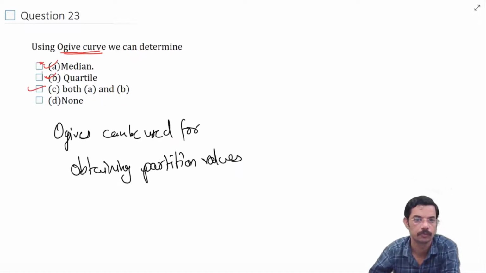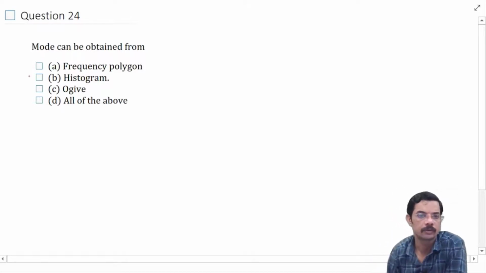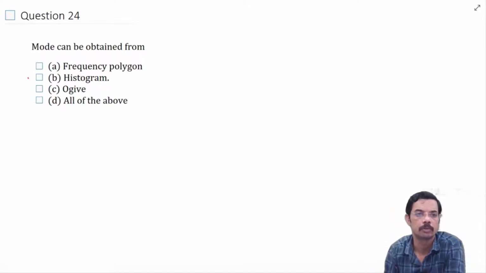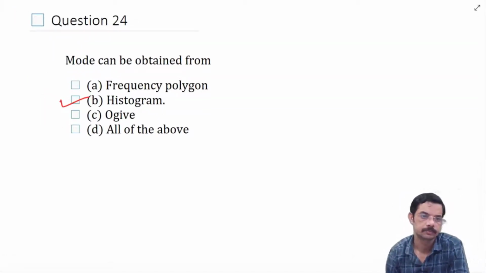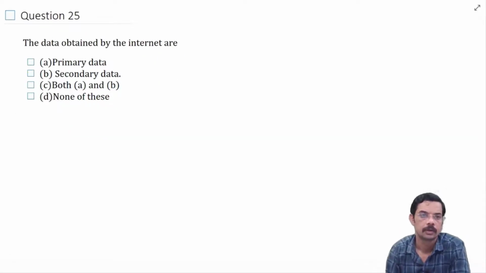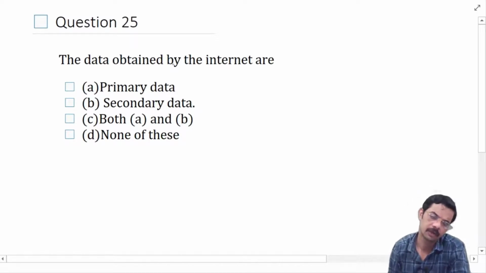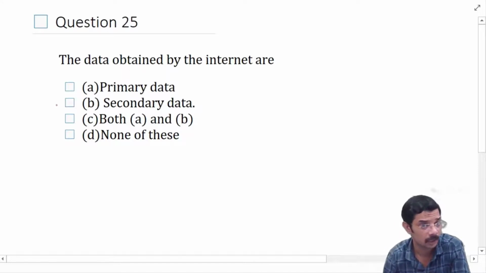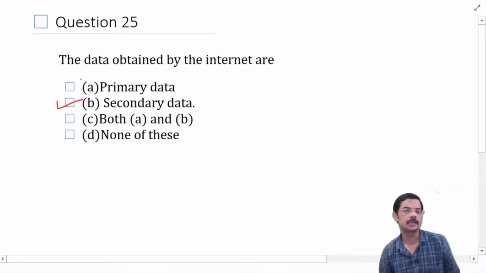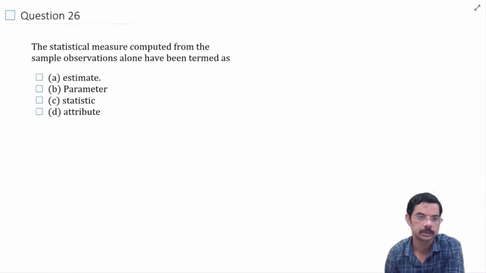Question number 24. Mode can be obtained from which of the following? Mode can be obtained from histogram. We have studied this clearly, that mode can be obtained from histogram. The next question, question number 25. In question number 25, the data obtained from the internet. If I obtain data from the internet, what kind of data is it called? It will be called the secondary data, because I am not collecting the data, it is already collected by some other source and it is just presented there. The next question, the question number 26.